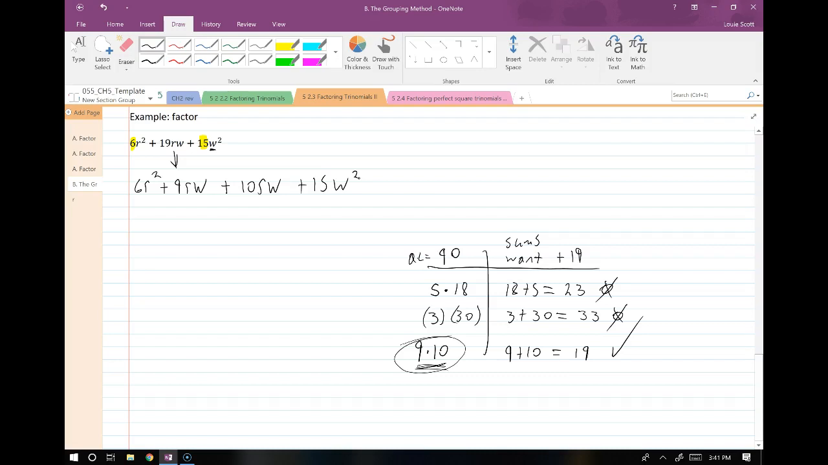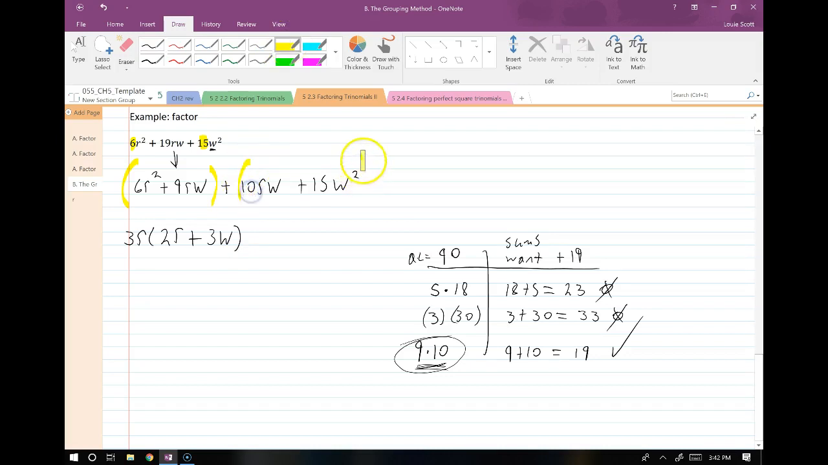All right, so now we factor it by grouping. I go ahead and put my little imaginary parentheses around the first two, and I can factor out at least an R, also I think a 3. I'm going to try that out. So I have 3R out front, 2R plus 3W left.